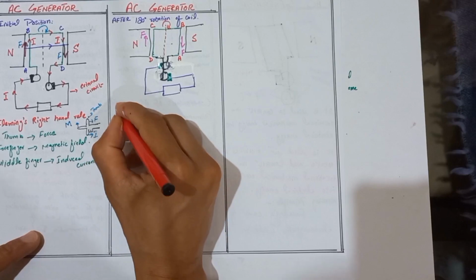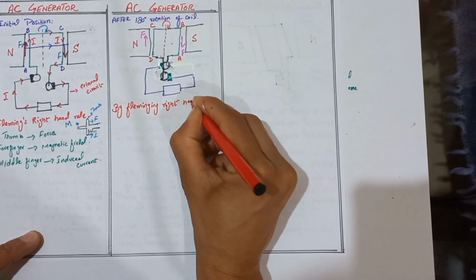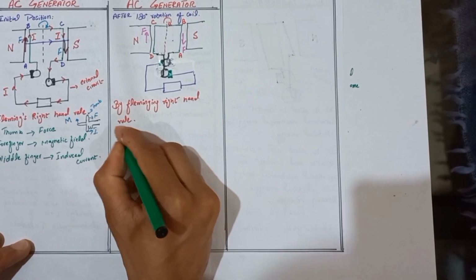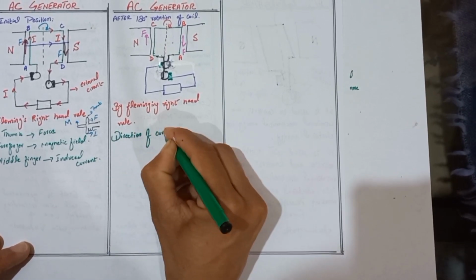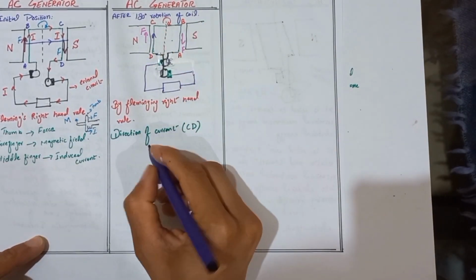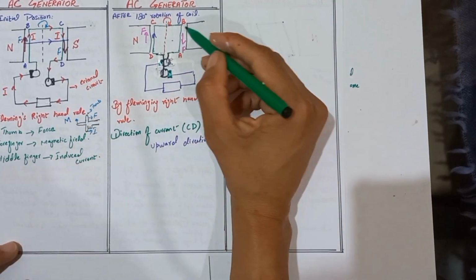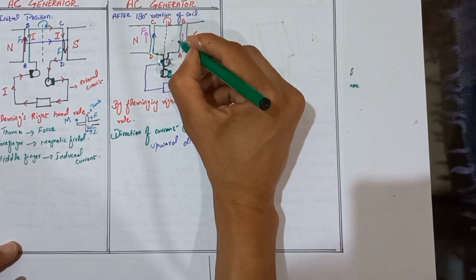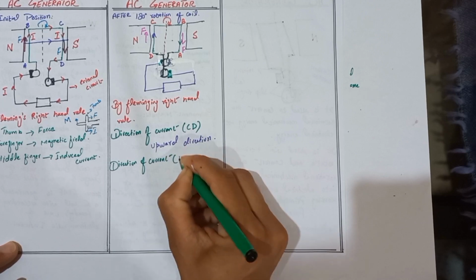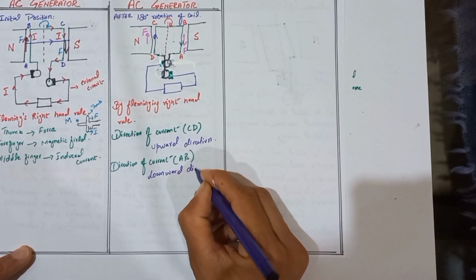So by Fleming's right hand rule, the direction of current in the CD side is upward. And the direction of the current in the AB side, by Fleming's right hand rule, is downward.